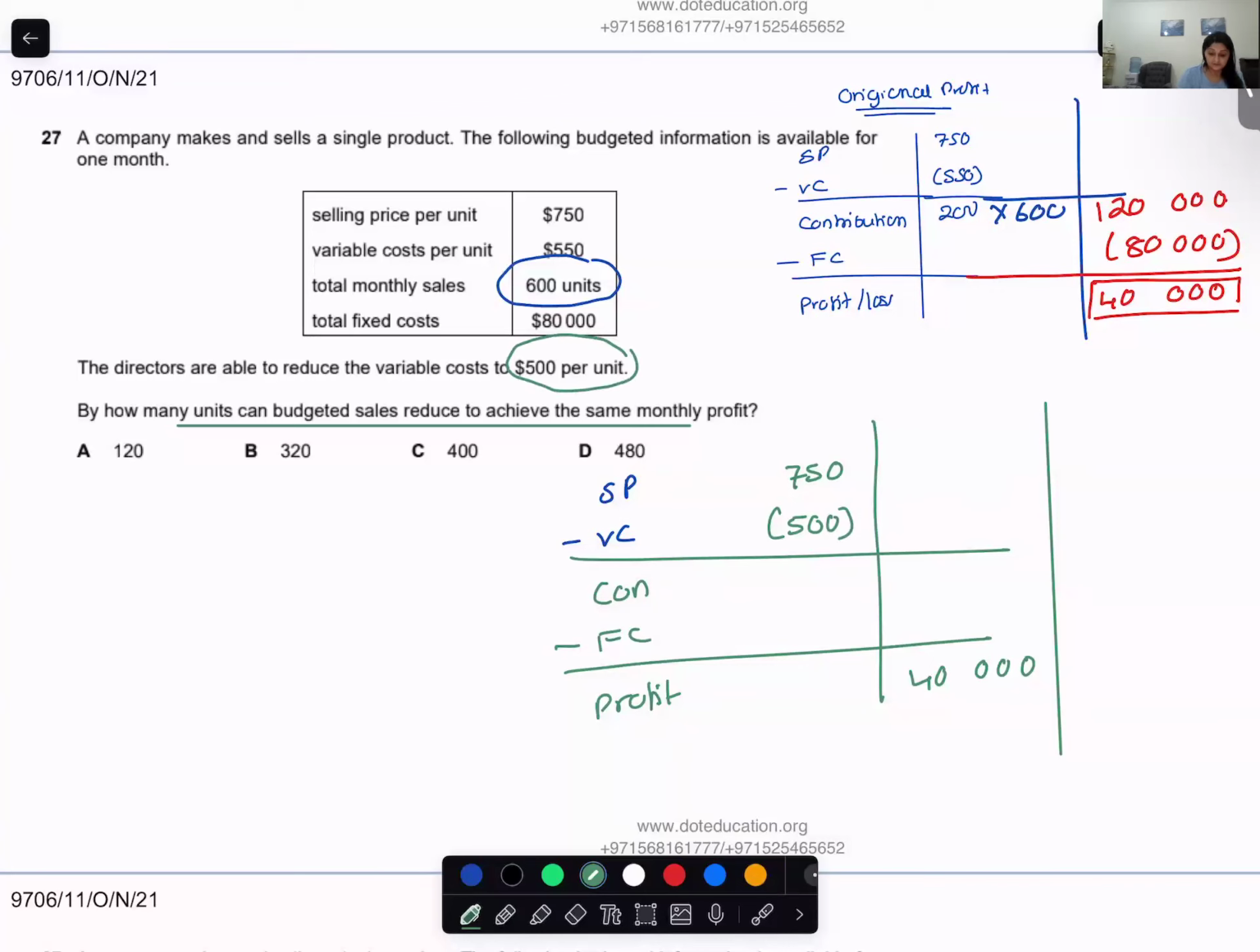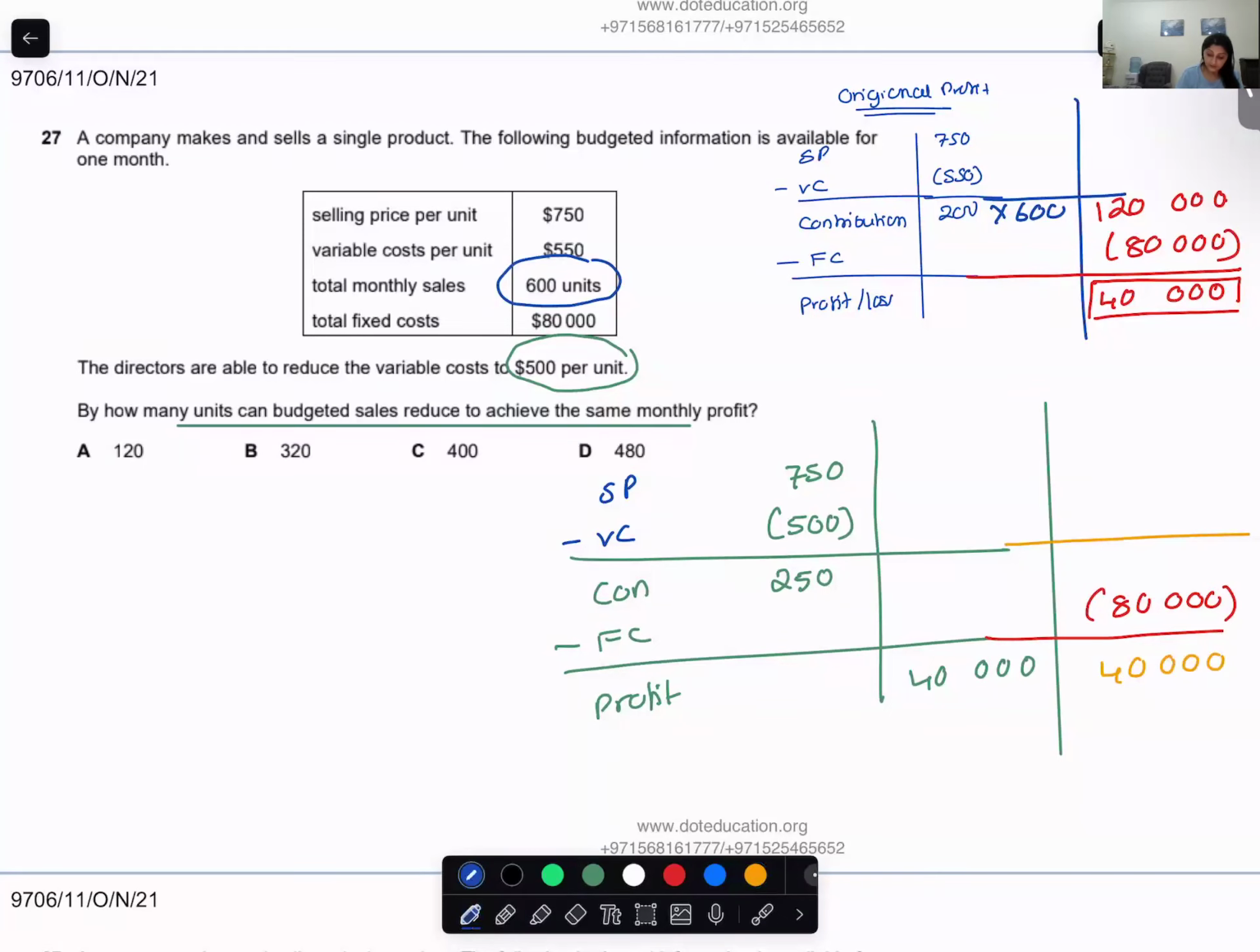So the contribution will be 250, but I don't know the number of units. One thing, the fixed cost will still remain the same. And I want to make a profit of 40,000.